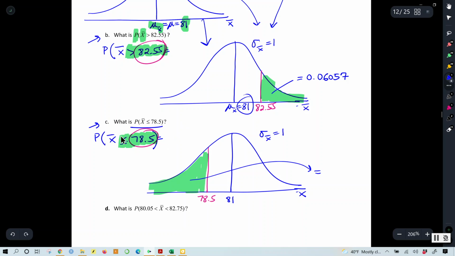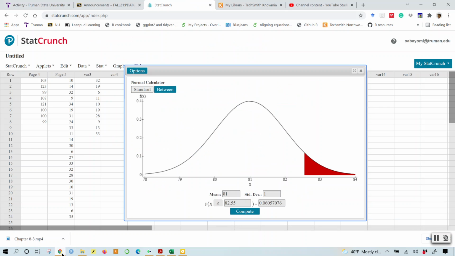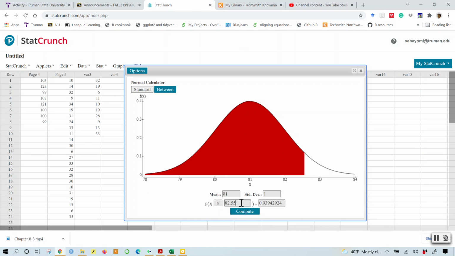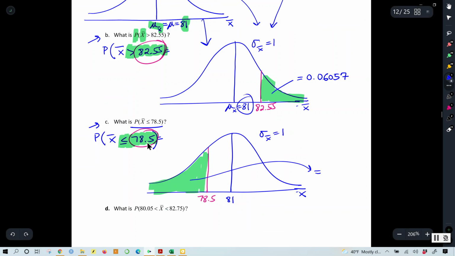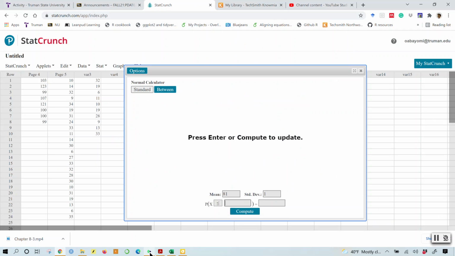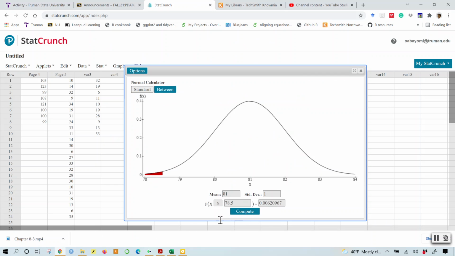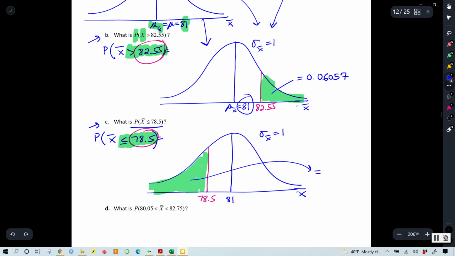So I'm going to take this information to StatCrunch. Back to StatCrunch, I have the right parameters already set. I'll change this to less than or equal to, and remember, just to illustrate, 78.5. So I will change this to 78.5 and compute. So we have 0.0062. Done.